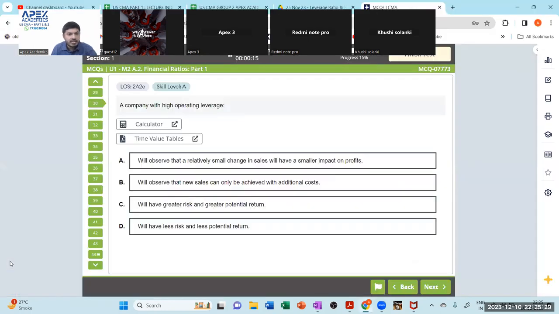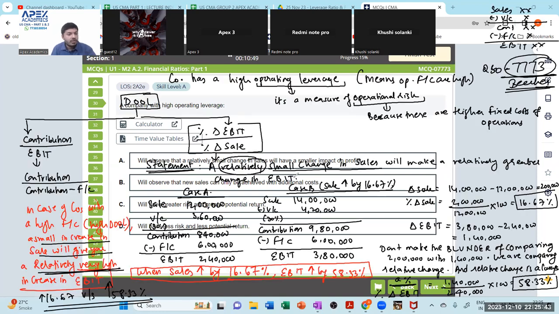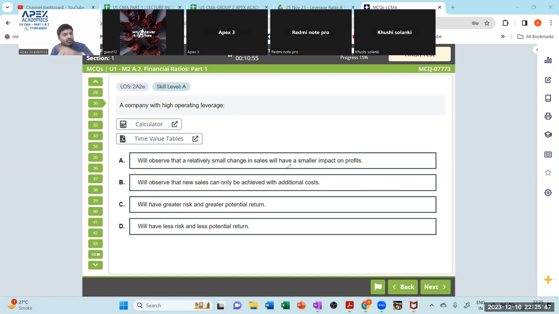What are they saying here? They are saying over here that a relatively small change in sales will have a smaller impact on profits. This is wrong. It will have a much larger impact on profits. Do you understand why the first statement is wrong? They are saying small change in sales, small impact on profit. No, small change in sale, very high impact on profit.